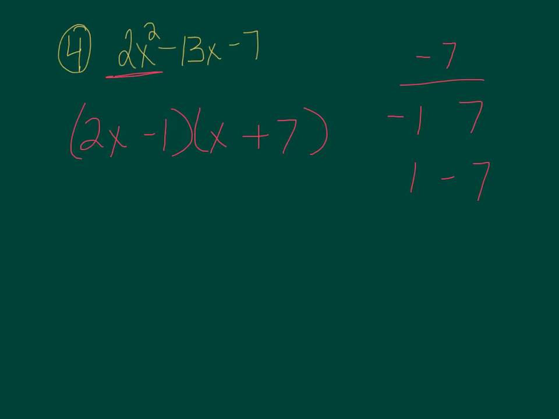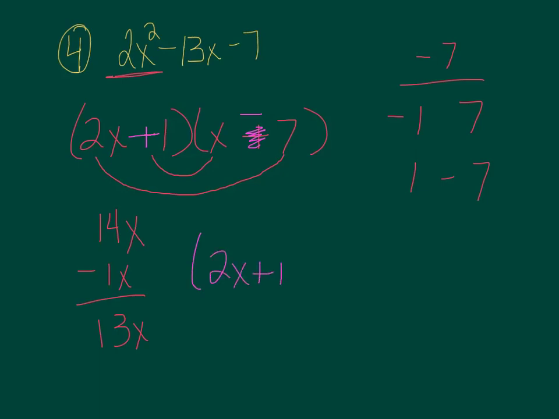All right. So again, that's my guess. My check is going to be my outside two terms. So I have 2x times 7, which is 14x. And then I have negative 1 times x, which is negative 1x, and I get 13x. Now, there's a 13 there, but if you notice in front is a negative 13. Well, here I had a positive. So what am I going to do with my signs? I'm going to switch them. So this will become a plus 1, and this will become a minus 1. So my answer is 2x plus 1 and x minus 7.